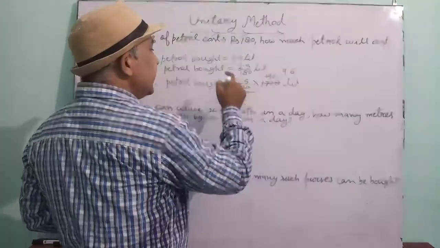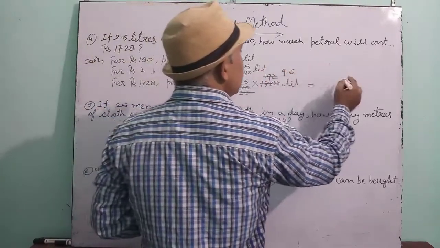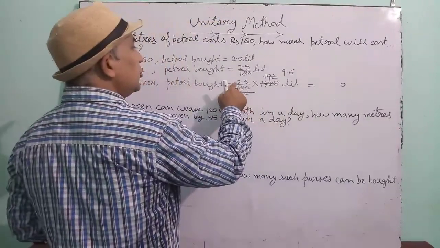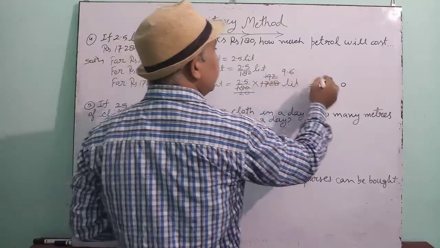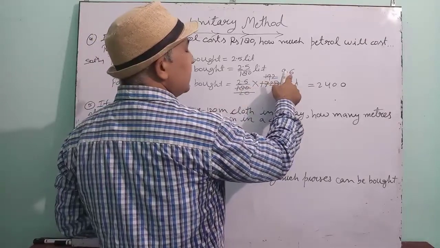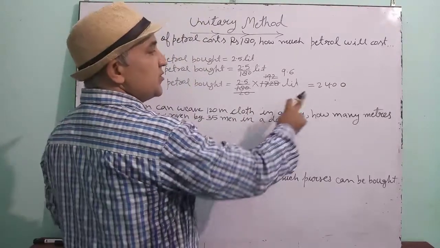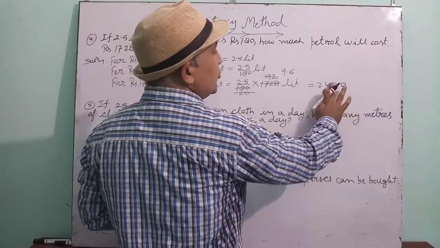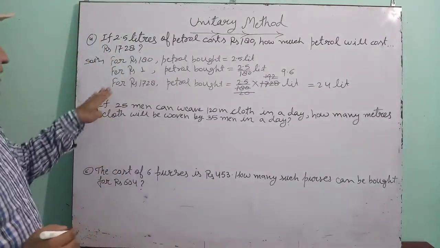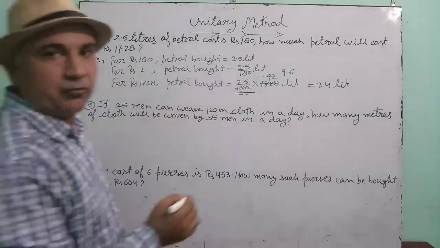Now 9.6 into 2.5. Multiply it. 25 into 6, 150. 15 carry on. 25 into 9, 225, means 240. Now after decimal 1 digit, after decimal 1 digit. That means after decimal there should be 2 digits. You are watching that after decimal there are zeros only, so no need of writing it. Only write 24 liter. That means for 1728 rupees there will be 24 liter petrol. Is this clear?